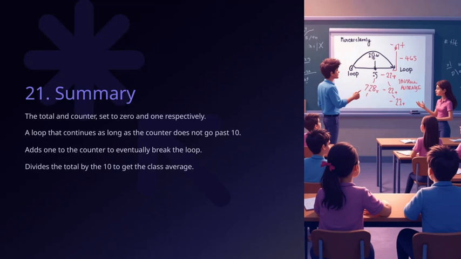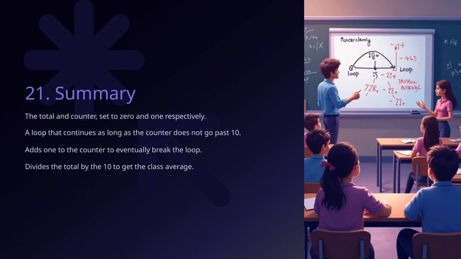All right, let's wrap this up with a quick summary. First, we start with the total and the counter, setting the total to 0 and the counter to 1. The idea here is to initialize our variables before entering the loop. Then, we have a loop that keeps running as long as the counter hasn't gone past 10. This loop is essential because it processes each student's data or each step we need to perform, one at a time.